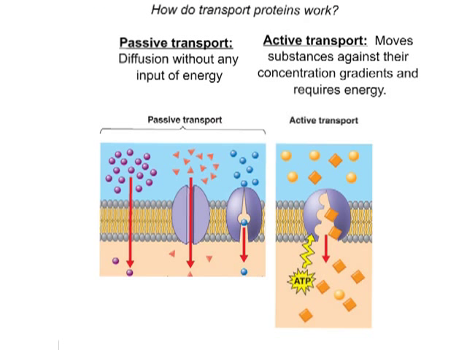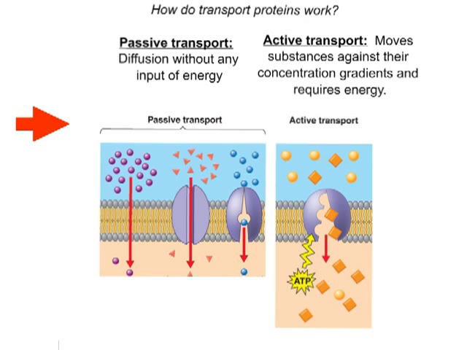So how do transport proteins work? Well, they work by means of either passive transport or active transport. And let's look at what those mean. When we talk about passive transport, we are talking about diffusion without any input of energy. Passive transport just happens, and we don't need any energy to make it happen.